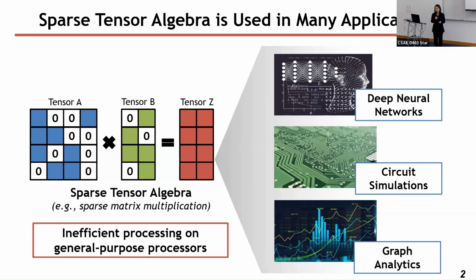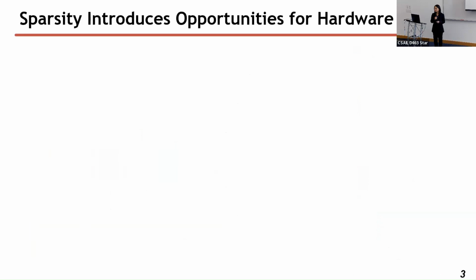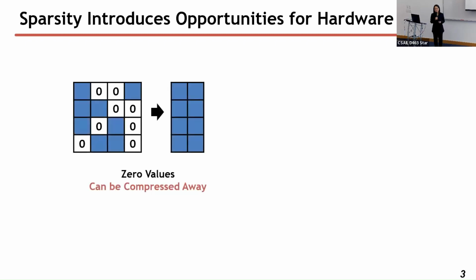In this case, a lot of designers are motivated by the sparsity in the sparse tensor algebra workloads. So sparsity can introduce many potential opportunities for hardware savings. For example, we can compress away the zero values in our tensors, meaning that we can only store the non-zero values in the hardware, and this reduces the hardware capacity requirement for our accelerator design.